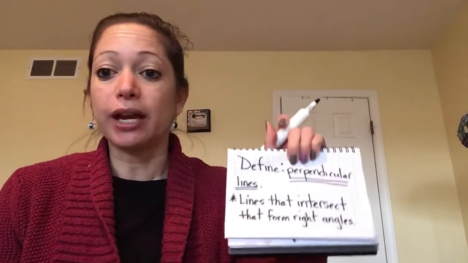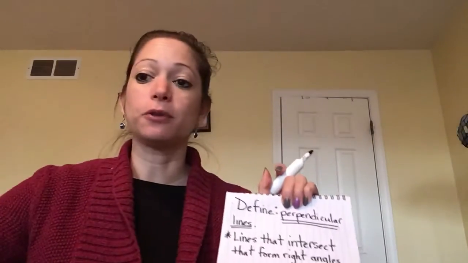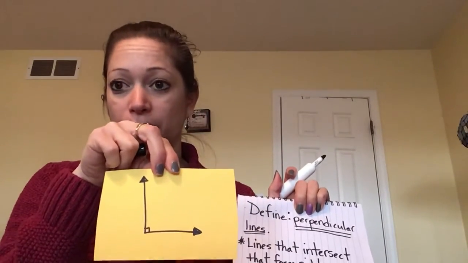So I want you to go back and think about the definition of what perpendicular lines are. That's what we're going to be working on for the next 2 days. And I want you to be able to draw some examples of what they are by Wednesday. So let's remember that perpendicular lines are lines that intersect, and they have to form some kind of right angle. Keep that in mind when you do your work today.